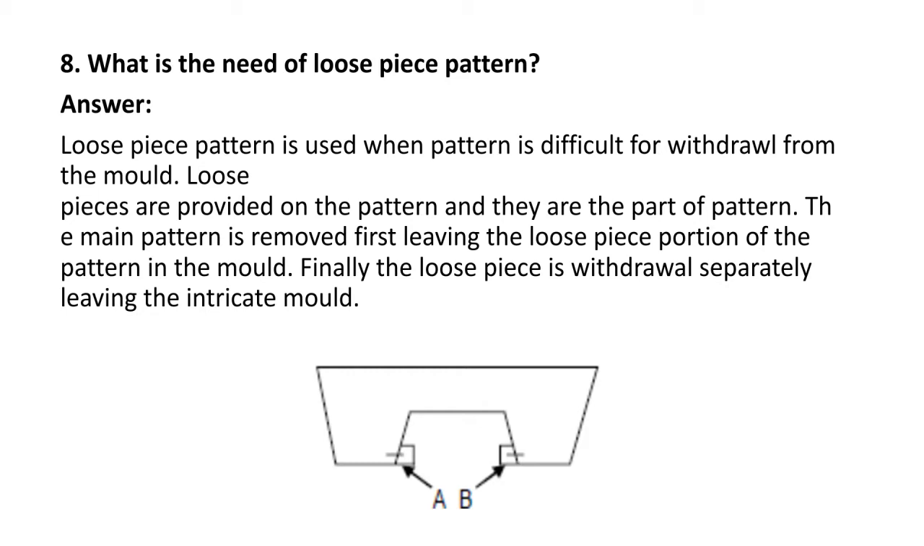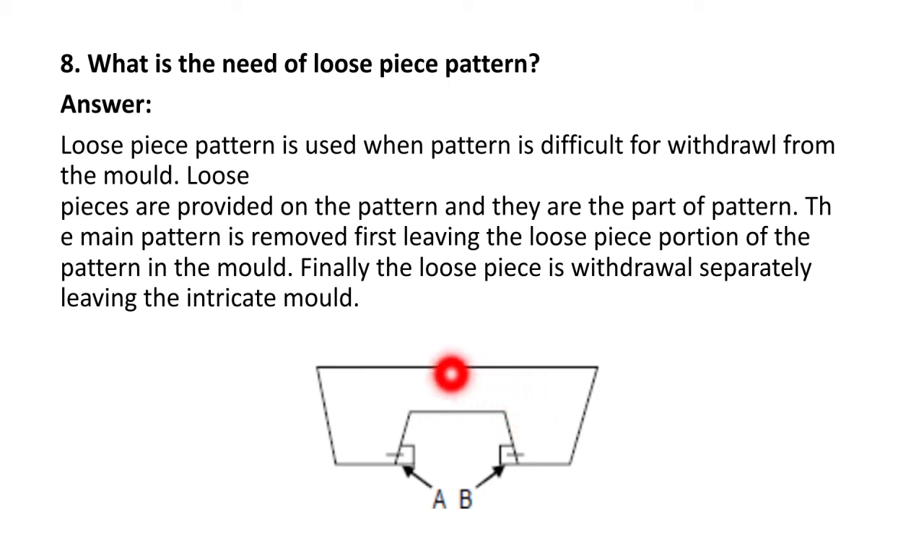The main pattern is removed first, leaving the loose piece portion of the pattern in the mold. Finally, the loose pieces are withdrawn separately, leaving the intricate mold. So here you can see this is the main part, and A and B, those are the loose pieces, they are attached to the main part.